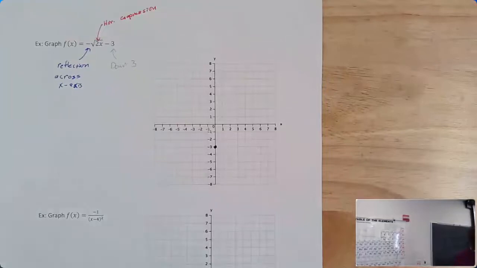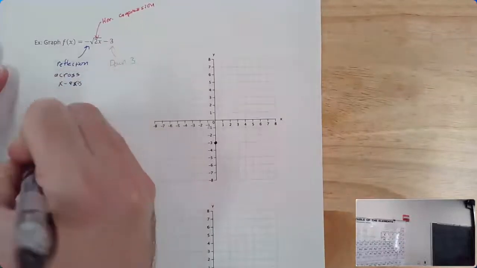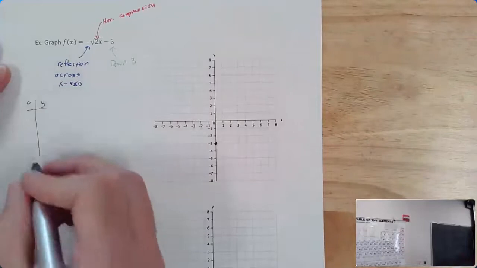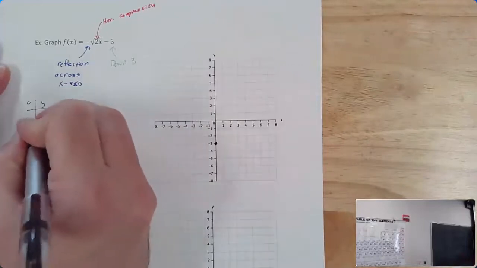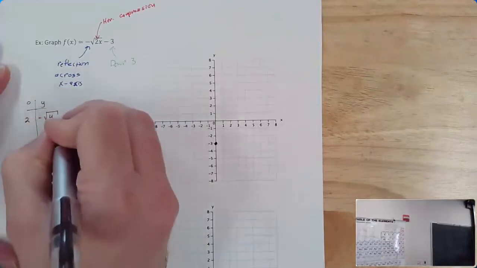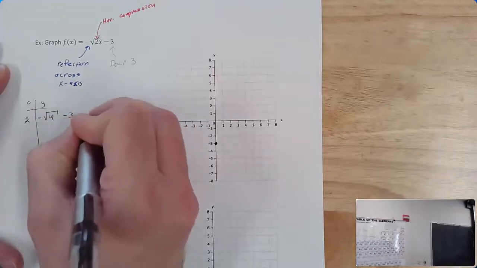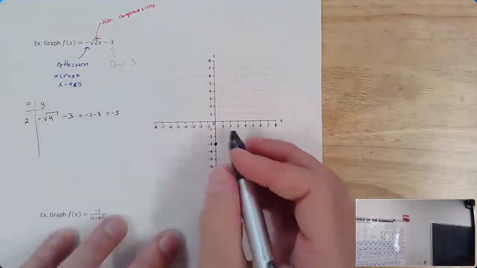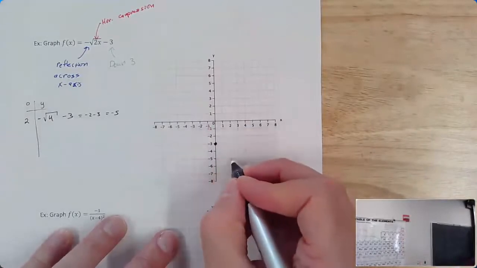What's a nice value that x could be aside from 0, because we've already used 0? Anybody, just yell it out. Yeah, 2 is a great choice. So if I start maybe trying to plot a couple points to make this graph look like something, if x is 2, y is going to be the negative square root of 4 minus 3, which is negative 2 minus 3, which is negative 5. So great, when I plugged in x equal to 2, I got y equal to negative 5.